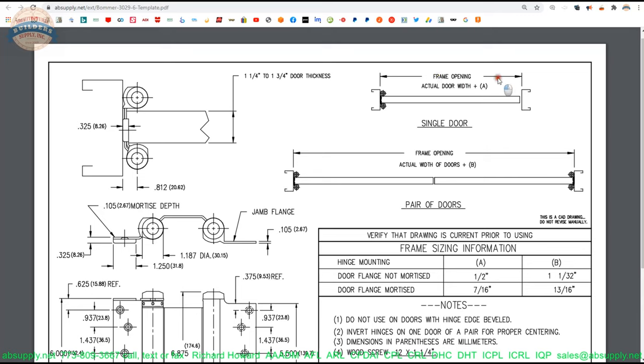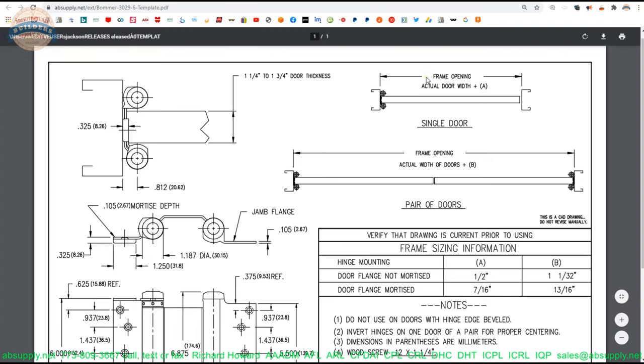Your frame opening is going to be equal to your actual door width plus A. Said that another way, frame opening size minus actual door width is the A dimension. So you're starting with something, either a frame, a finished opening, or an actual door width.